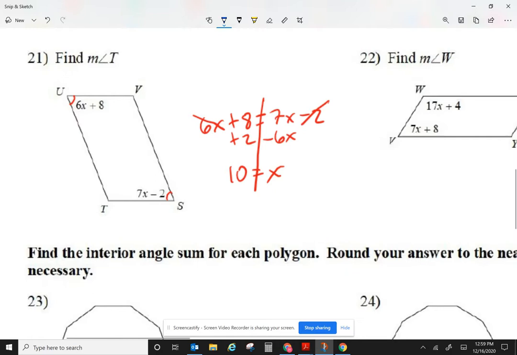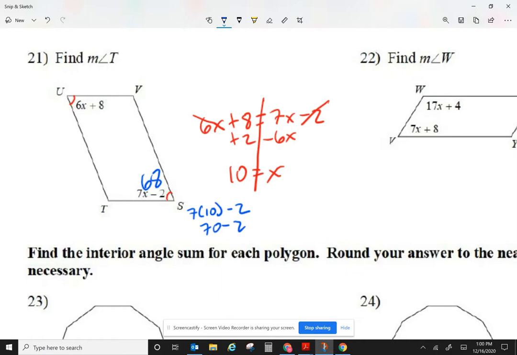Now, the instructions here are find the measurement of angle t. I don't see anything for angle t, but I can solve for angle s. I know angle s is 7 times x, so 7 times 10 minus 2. I know that's 70 minus 2, so angle s is 68. I'm going to use this to solve for angle t. I know that two angles that are next to each other, we call those adjacent, they happen to add up to 180.